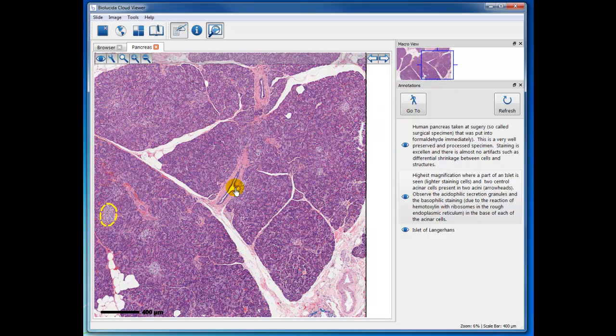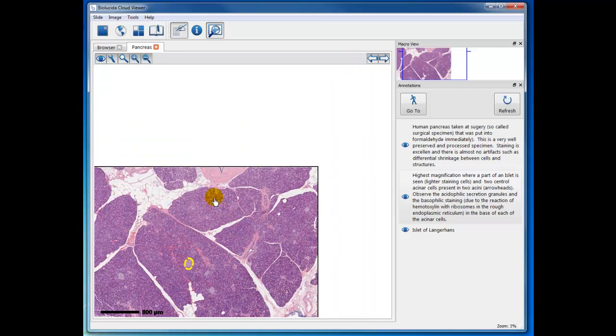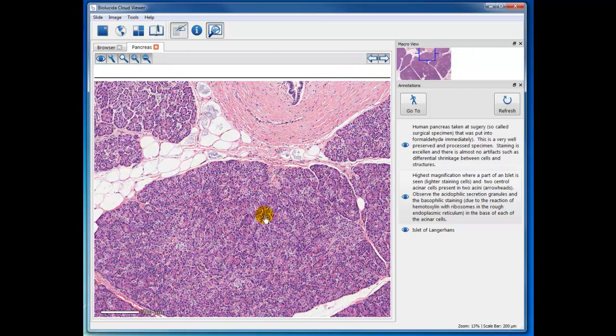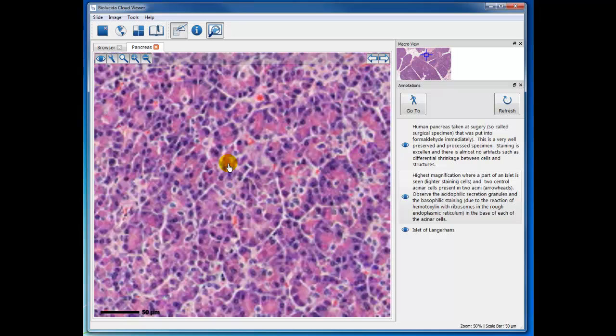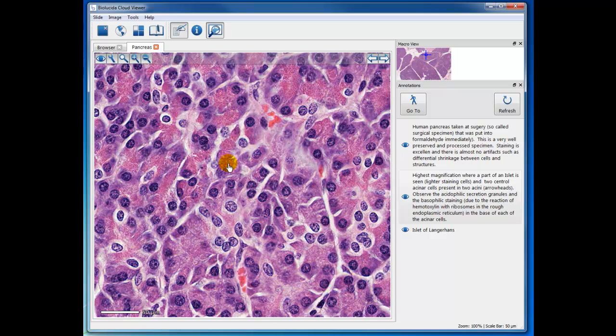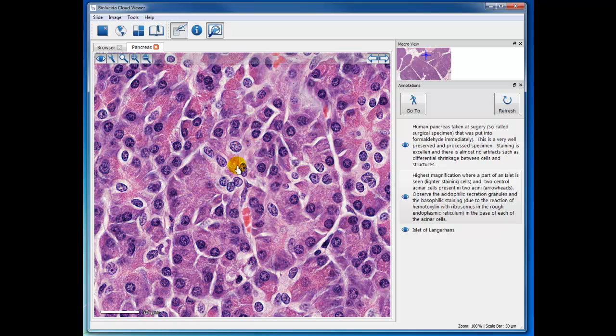So I think that's about all I need to point out on this. It's a good specimen to study, to see the relationship between the rough ER area at the base of the cell, the nucleus, the secretory granules, and then the centroacinar cells. And that's what some of these are in here. Okay.